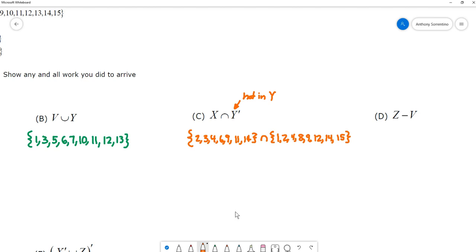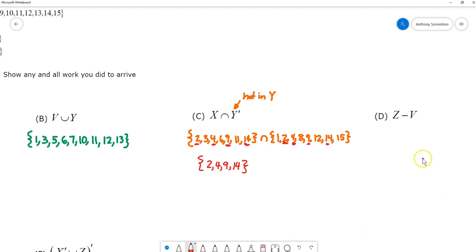So now it's an intersection, so now I'm looking for those values that are in both of these sets I've written in roster notation. And so what I'm really only looking for here are the numbers that are in both. So they both share 2. They both share 4. They both share 9. And they both share 14. And so the final answer for this is going to be 2, 4, 9, and 14. And that would be the intersection of X and not Y.